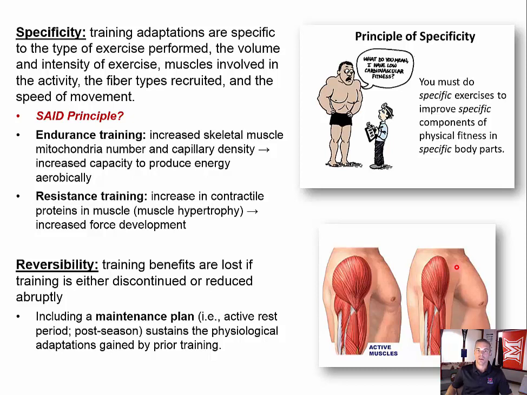Because of this principle of reversibility, it's important to include a maintenance plan in an individual or athlete's overall training plan. A lot of times you may hear this maintenance plan referred to as an active rest period, or occurring during the athlete's post-season, following the last competition. This maintenance plan is important to include in the overall training program in that it helps to sustain the physiological adaptations that have been gained by prior training.